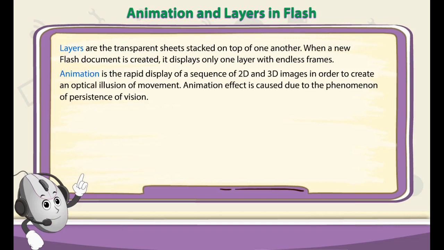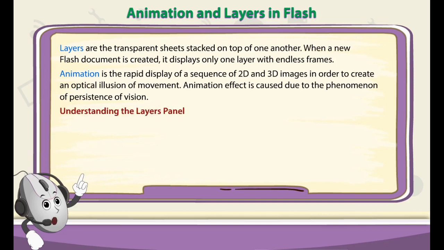Animation is the rapid display of a sequence of 2D and 3D images in order to create an optical illusion of movement. The animation effect is caused due to the phenomenon of persistence of vision.